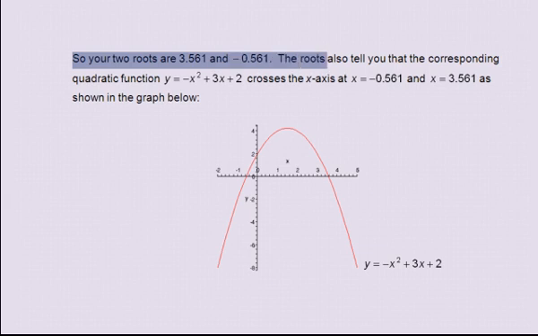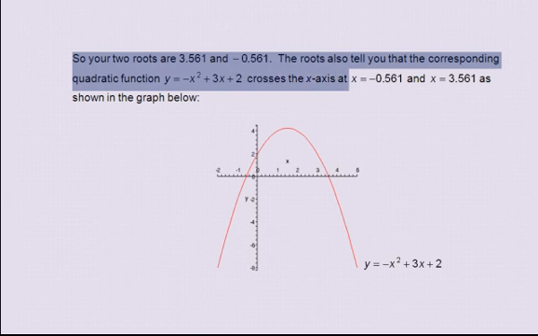The roots also tell you that the corresponding quadratic function y equals minus x squared plus 3x plus 2 crosses the x-axis at x equals minus 0.561 and x equals 3.561, as shown in the graph below.